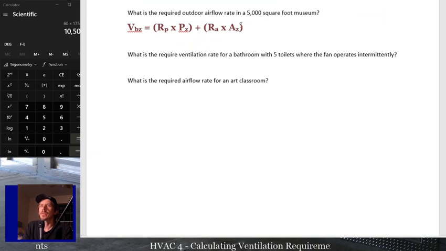All right, what's the required outdoor airflow rate for a 5,000 square foot museum? Well, again, we can just put in 5,000 square foot right out of the gate, right? That's the area of our zone. Our zone is 5,000 square foot. So now we need to go back to our table and find a museum.